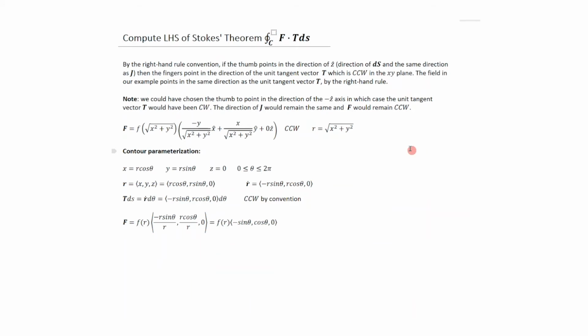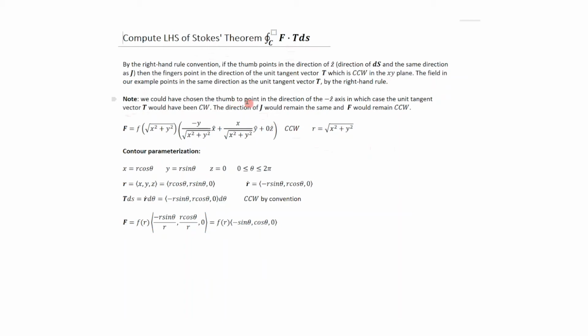Okay, so we're going to now compute the left-hand side of Stokes' theorem. So this is just again summarizing by the right-hand rule. If the thumb points to the direction of the z-hat, direction of dS, and the same direction as J, then the fingers point in the direction of the unit vector t, which is counterclockwise in the xy plane. The field in our example points in the same direction as unit tangent vector t by the right-hand rule.